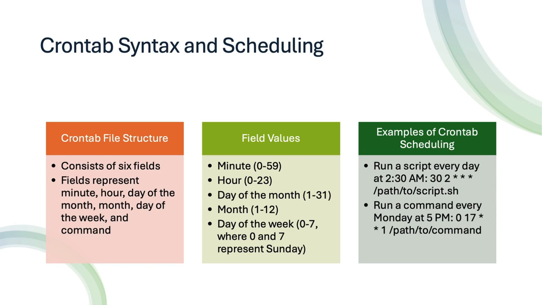Crontab files have 6 fields representing minute, hour, day of the month, day of the week, and the command. Examples include running a script daily at 2:30 a.m., a command every Monday at 5 p.m., and a task every 15 minutes.